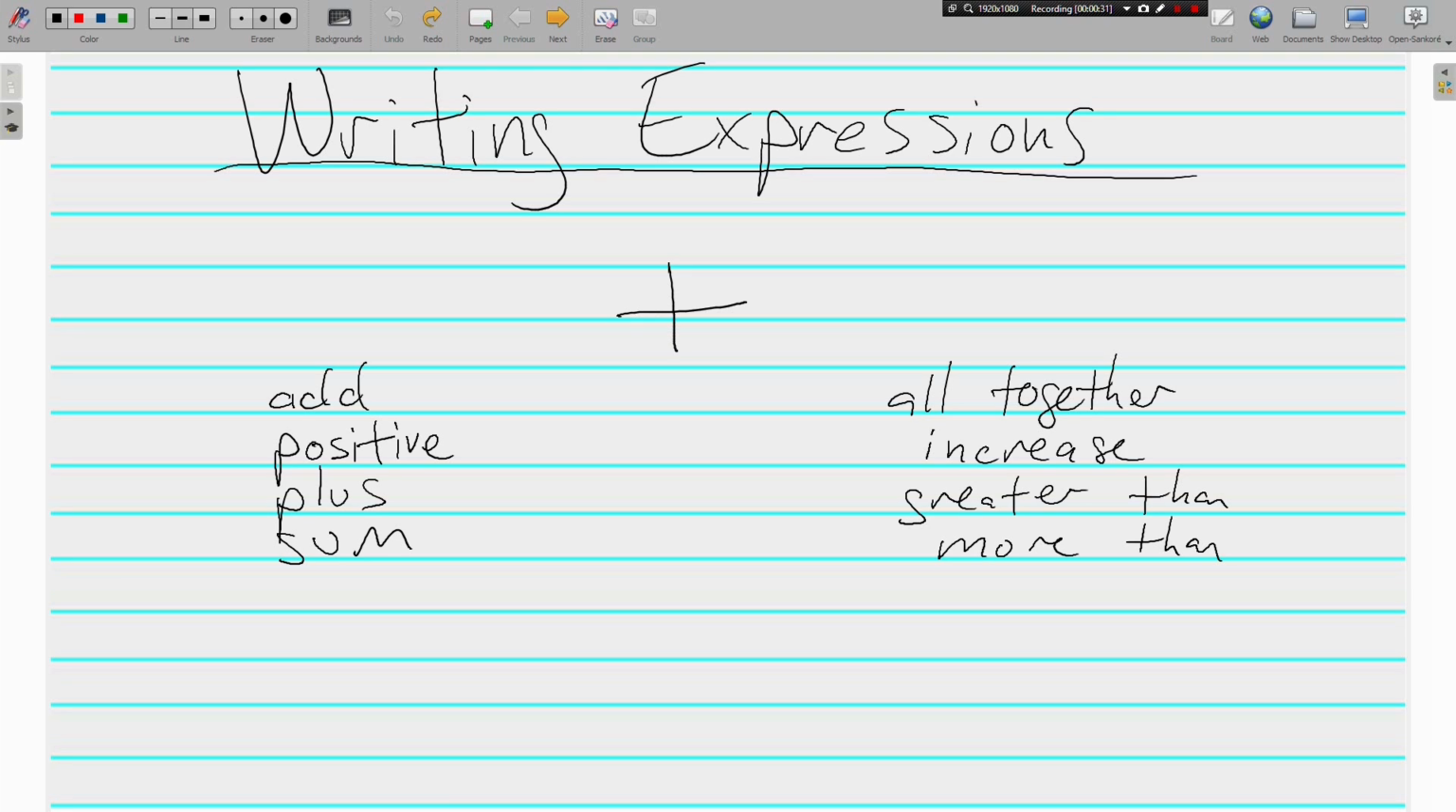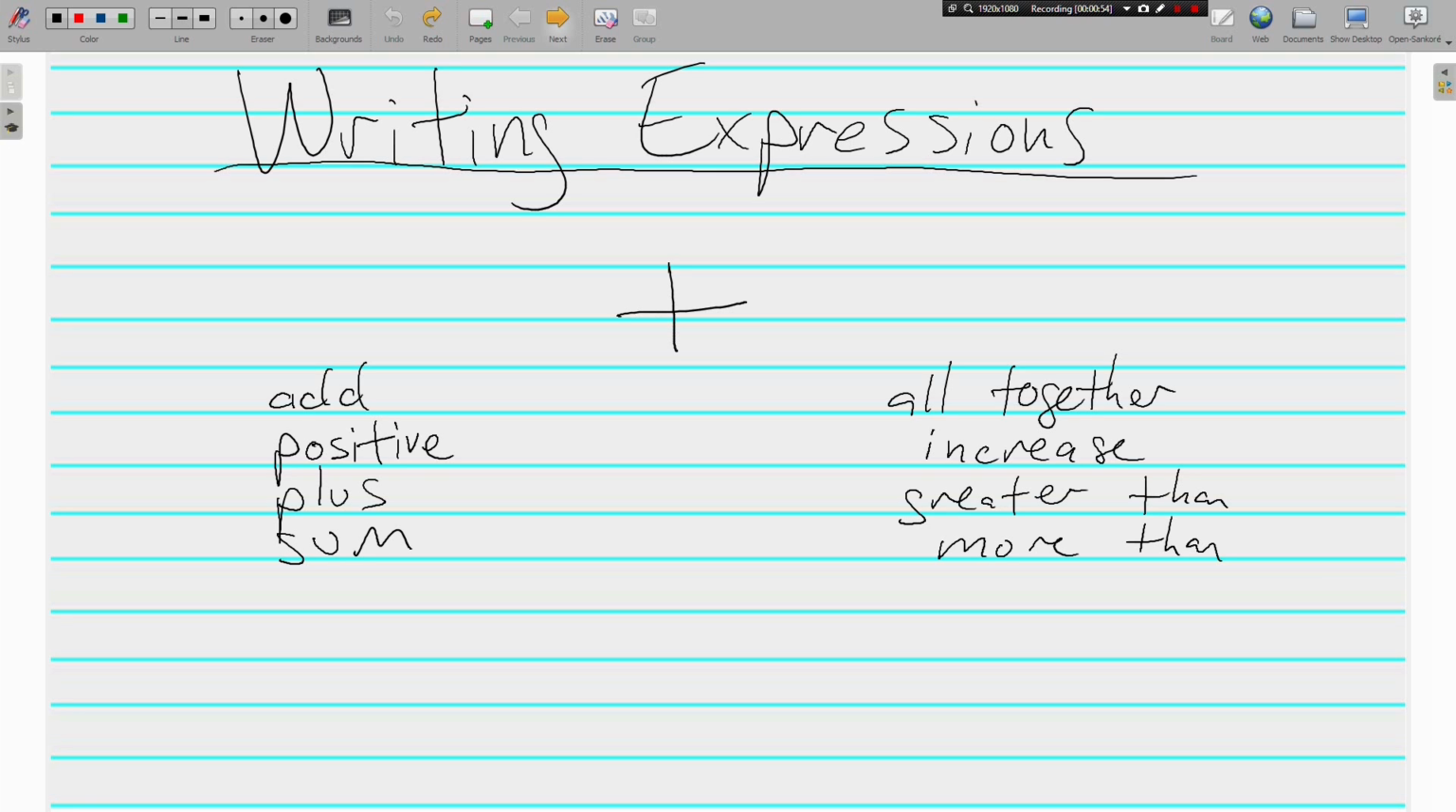Here we have a plus sign. Different words that go with this sign: add, positive, plus, sum, altogether, increase, greater than, more than. I'm sure there are more words and phrases that go with this symbol than I have written down here, but these are just some of the words that we associate with this symbol.